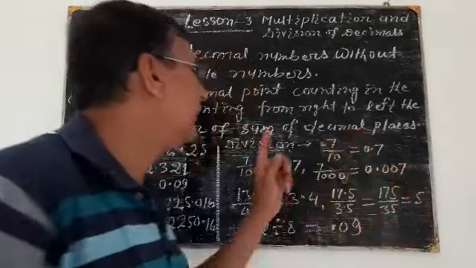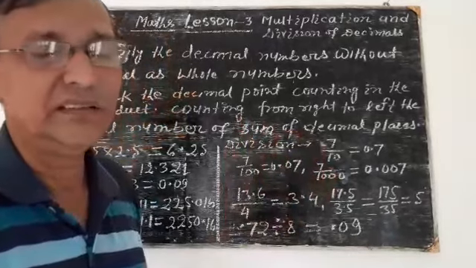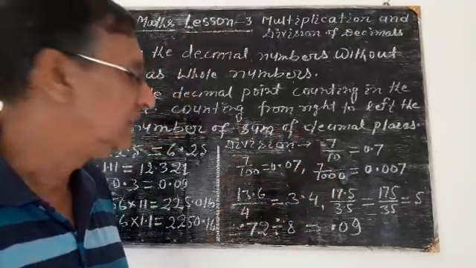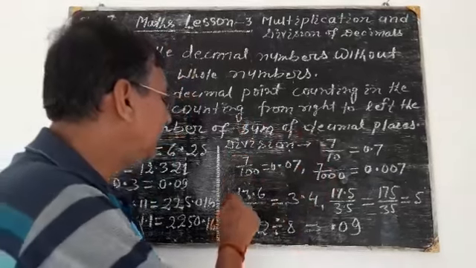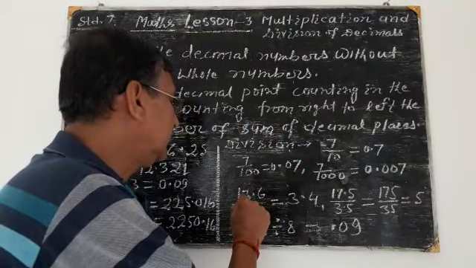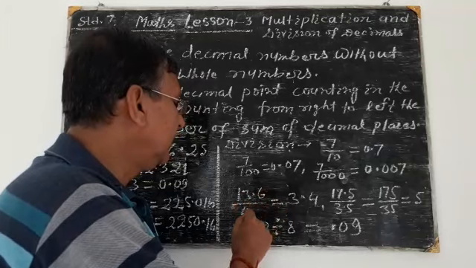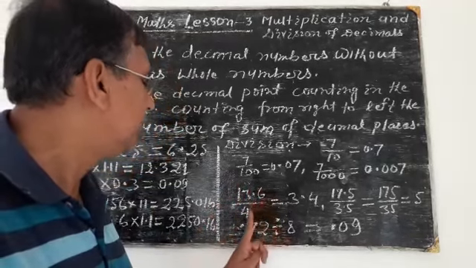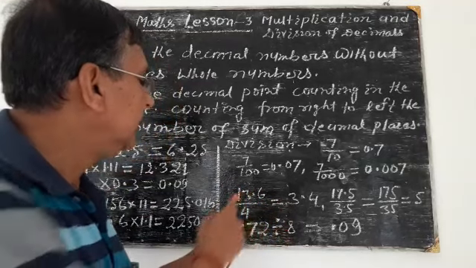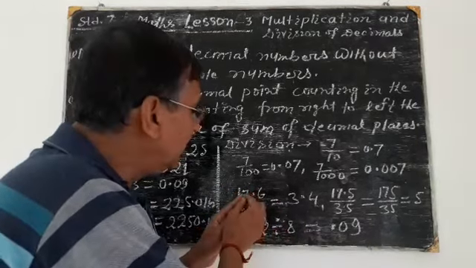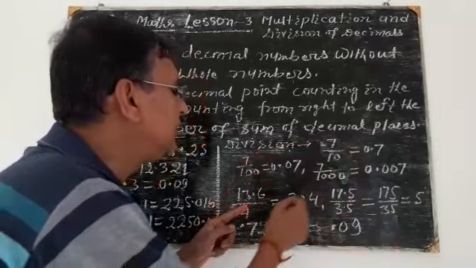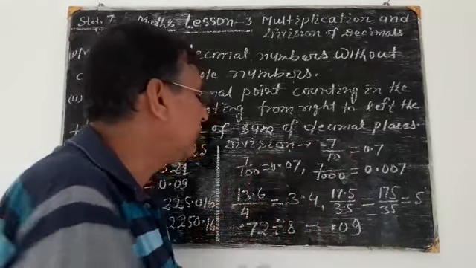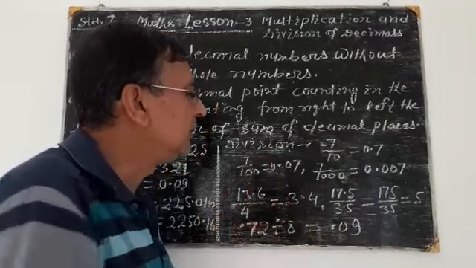So if it is divided by 10, 100, 1000, 10,000, it is very easy to count the number of zeros and insert the decimal. But if we have to divide 13.6 by 4, then divide the 13 first. 4 threes are 12. Then the remainder will be 1. Now the decimal starts. So insert the decimal and then divide 16 by 4. 4 fours are 16, the result is 3.4.